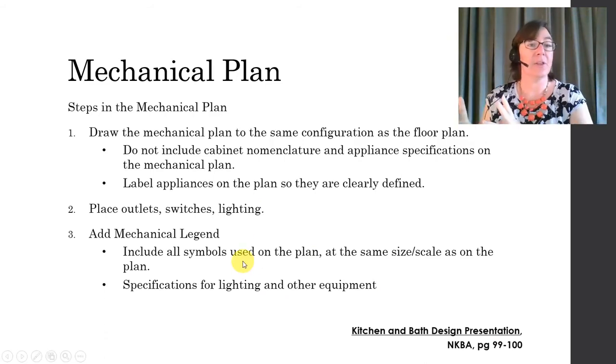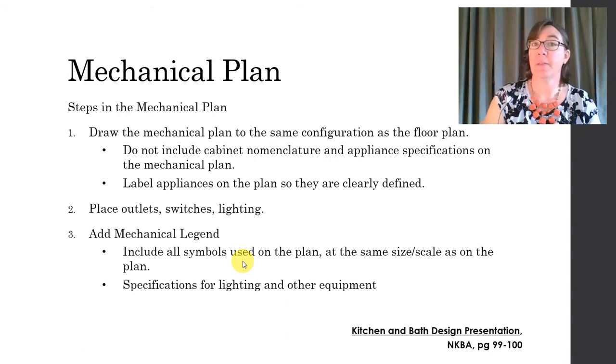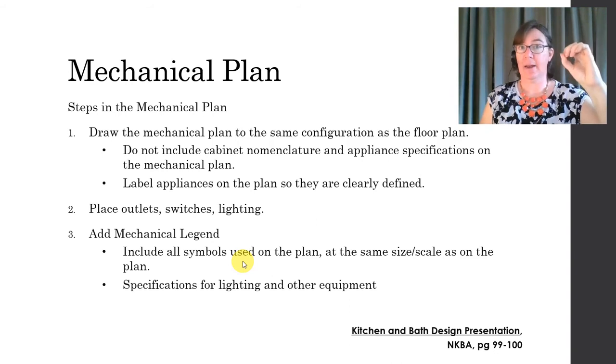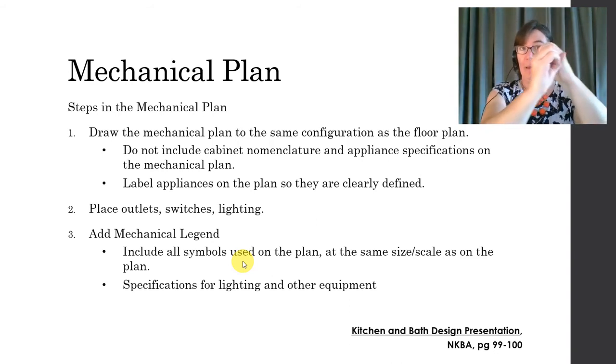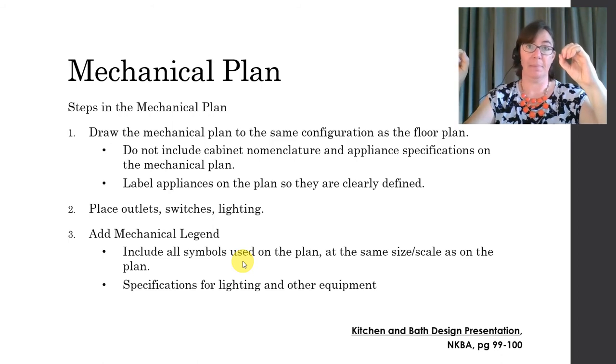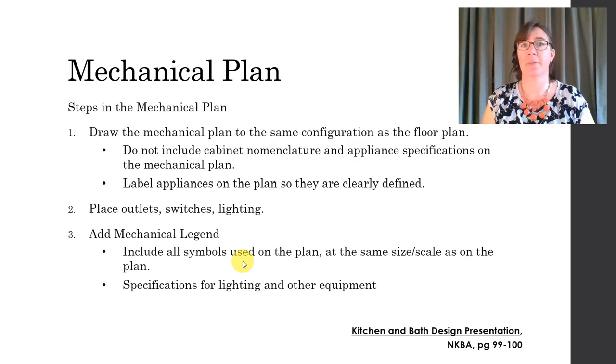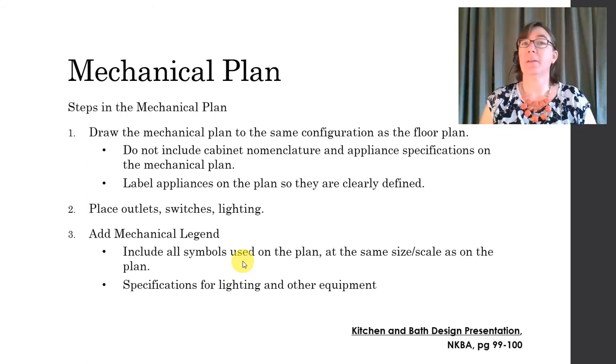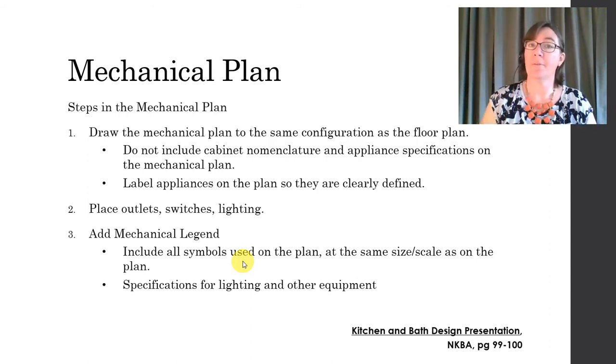And then you're going to do the legends. You'll include everything that was on the plan. Okay, and here's something that trips up a lot of people. You want to put it at the same size or scale as on the plan. So if your lighting symbol is this size on the plan, you want it to be the exact same size, shape, and configuration over in the legends. Okay, it's one of those rare things that is easier to do by hand than it is in AutoCAD. The mechanical legend also includes the specifications for all of your mechanical equipment, including your lighting.